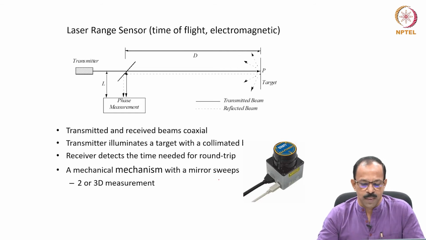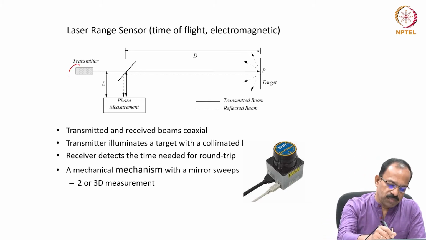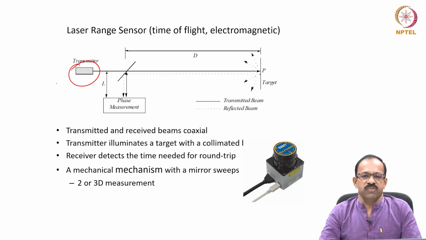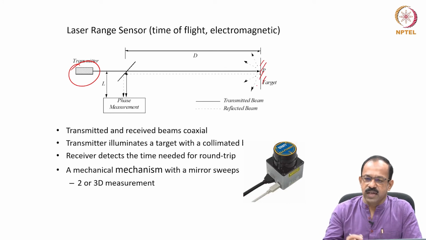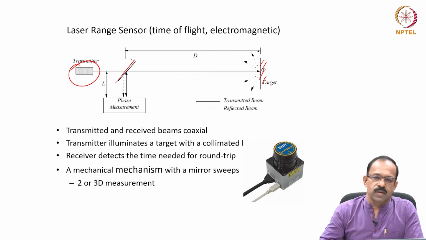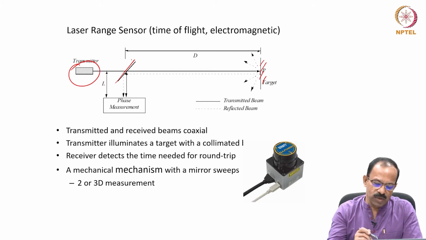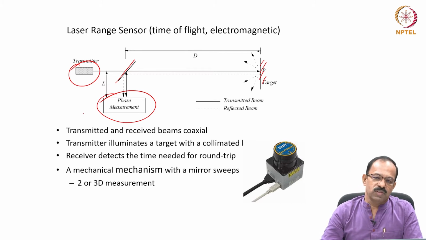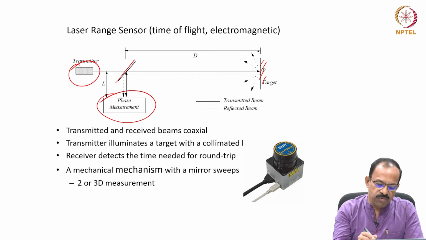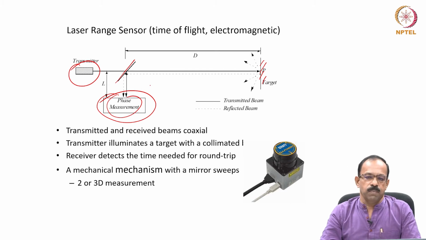So, the basic principle of a laser range sensor, as you can see here, is that you have a transmitter which sends the laser signal, and it travels to the target and then reflects back. And now, we will use a mirror to reflect this or to divert this signal to a receiver here. Okay. So, in this receiver, what we do is we do not measure the time of flight, but we look at the phase difference between the transmitted signal and the reflected signal.